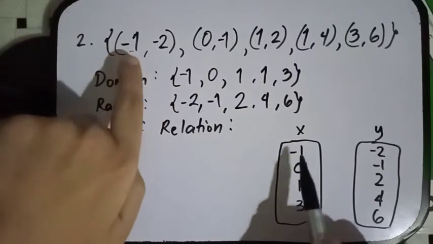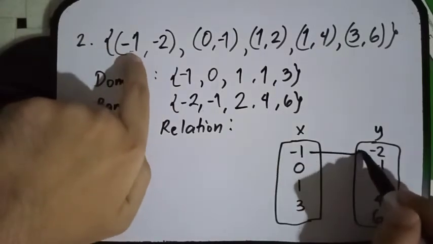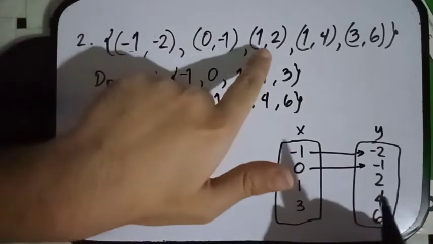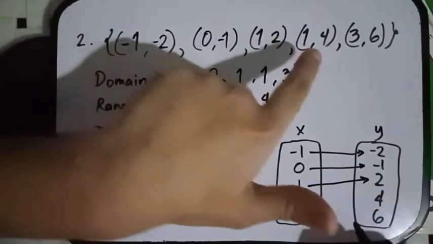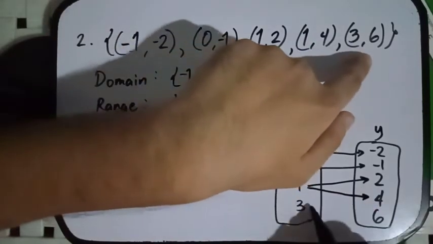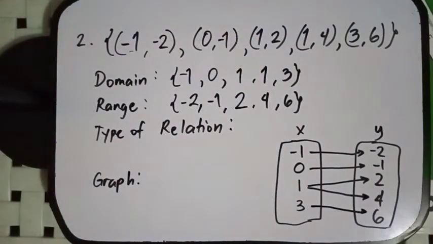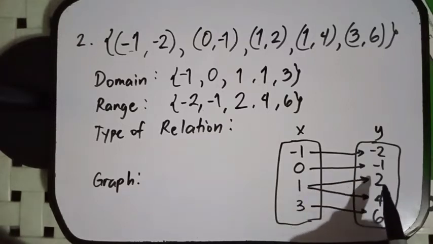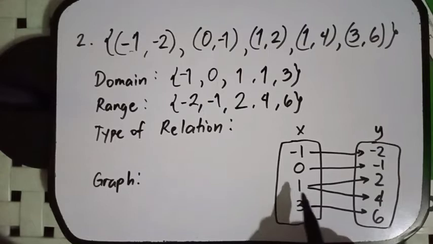So, yung negative 1, pagparisin natin sa negative 2. Yung 0, iparis natin sa negative 1. Yung 1, iparis natin sa 2. Yung 1, iparis sa 4. Tapos, yung 3, iparis sa 6. So, kung titignan natin na maigi, yung 1, pinaris sa dalawang values of y, which are 2 and 4. So, yung 1 nakapares sa 2 at the same time, yung 1 nakapares sa 4.